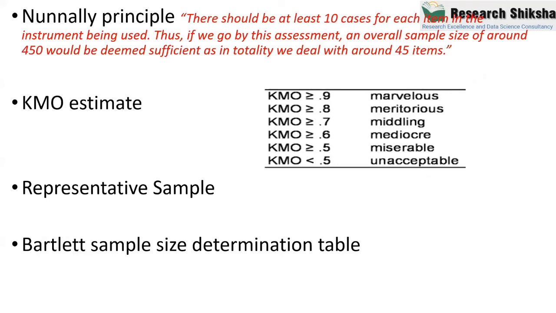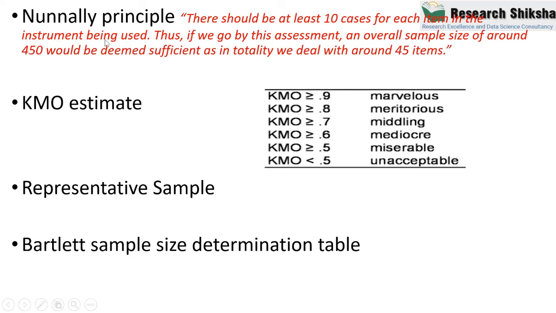So one of the methods I found is the Nunnally principle. The Nunnally principle is one of the most popular methods quoted by researchers. They say that first of all, you count your scale variables. How many scale variables are there in your study? So first of all, count the scale variables. If you have 45 items in your study, it means you must have a sample size of 450 for the study. So what this formula says is there should be at least 10 cases for each item in the instrument being used.